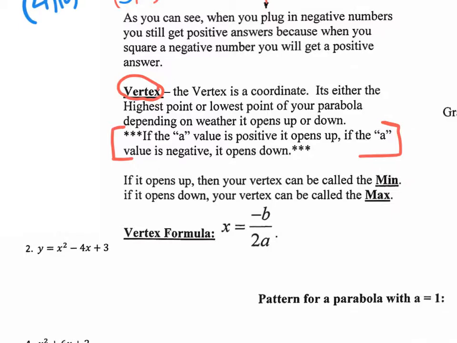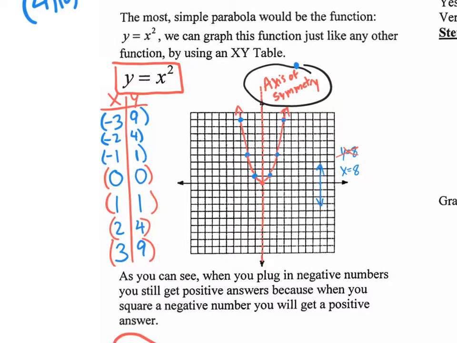Okay, good. Yeah, good point. Up here, your vertex, since we said the vertex is either the highest point or the lowest point, 0, 0 is the vertex for this parent graph of y equals x squared. Perfect. You guys got it.